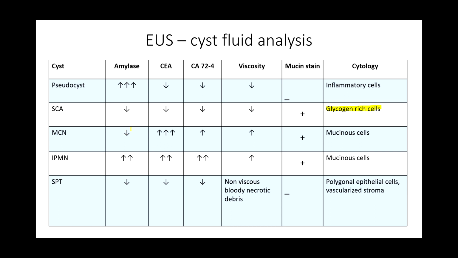Mucinous cystic neoplasm, no ductal communication, so amylase is low, CEA is grossly raised, and they have mucinous cells on cytology. IPMN, intraductal papillary mucinous neoplasm, so amylase is raised, CEA is raised, its viscosity is high, and they may also have mucinous cells. And so SPEN tumor, that is SPT, no raised amylase, no raised CEA, they have polygonal epithelial cells, a classic feature of SPEN tumor.